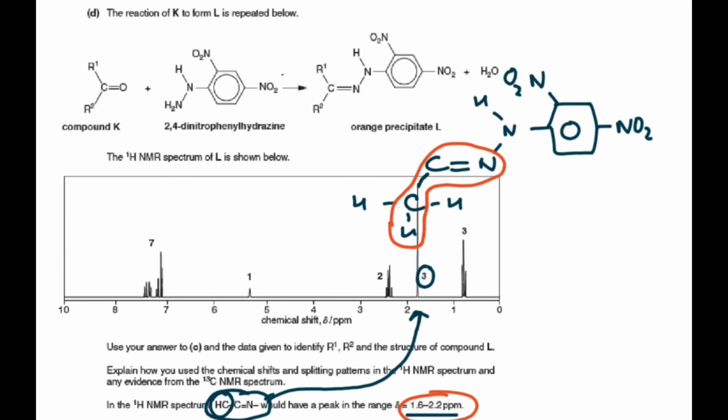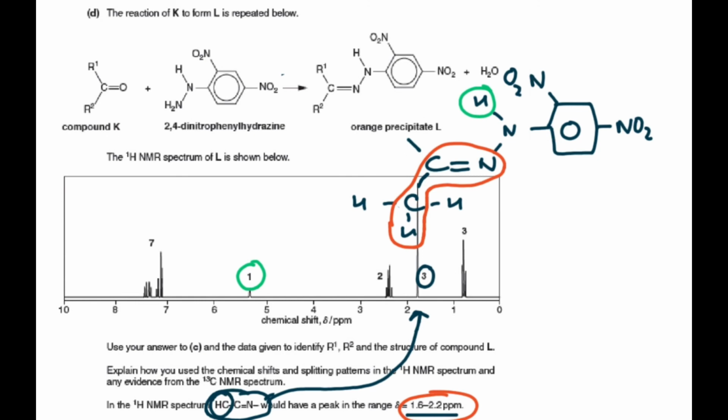Okay. We have got a single hydrogen here. So that single hydrogen is this hydrogen here. Okay, so that is that hydrogen at about 5.3 ppm. Okay, right, then we need the rest of the molecule. So we've got our R2, we've worked out R2 already. So now we need the rest of the molecule, we need R1.